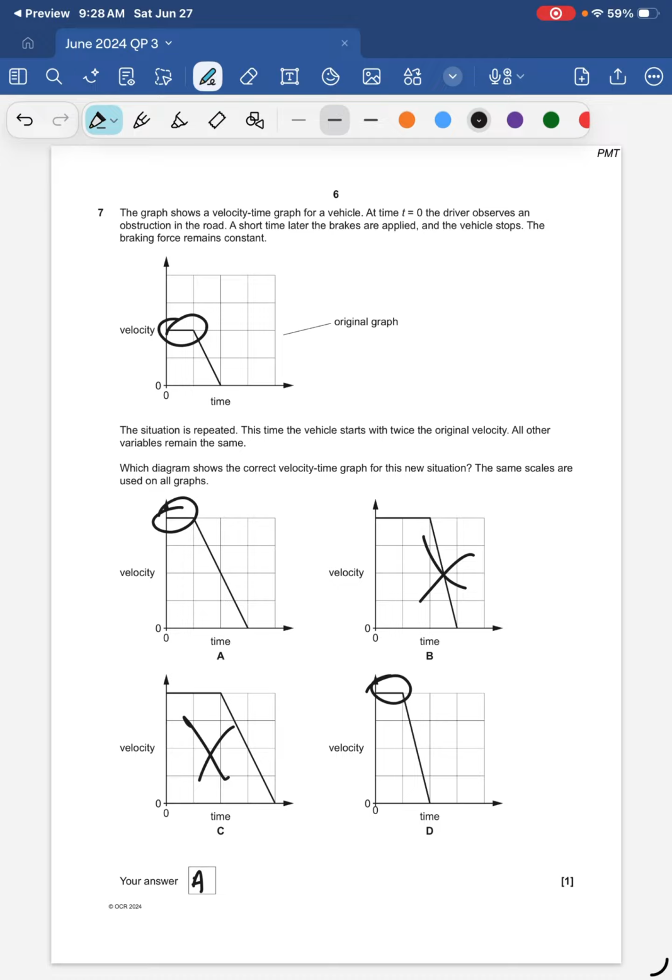I hope this makes sense because the gradient here is equal to the deceleration, and we can count it as, let's call that 2, and let's call this 1, okay? So 2 squares of velocity and 1 square of time, okay? So only option A works because the gradient for A is 4 squares for velocity and then 2 squares. So you see it's 4 over 2, so 4 over 2 is 2. So only A works. I hope this makes sense. Let's move on.